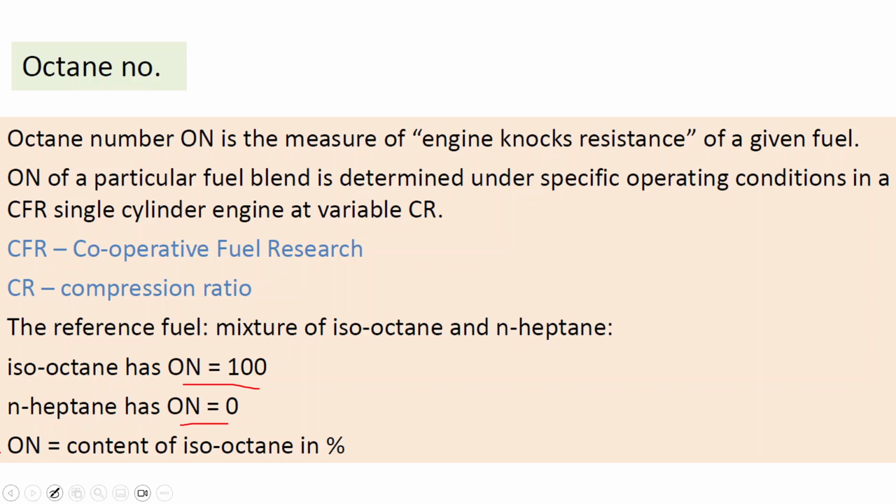So if we have to calculate the octane number, we take a mixture and compare it with an isooctane and N-heptane mixture. At what concentration of isooctane and N-heptane the performance of the given fuel and this isooctane and N-heptane mixture matches, then the ratio of isooctane is basically the octane number.